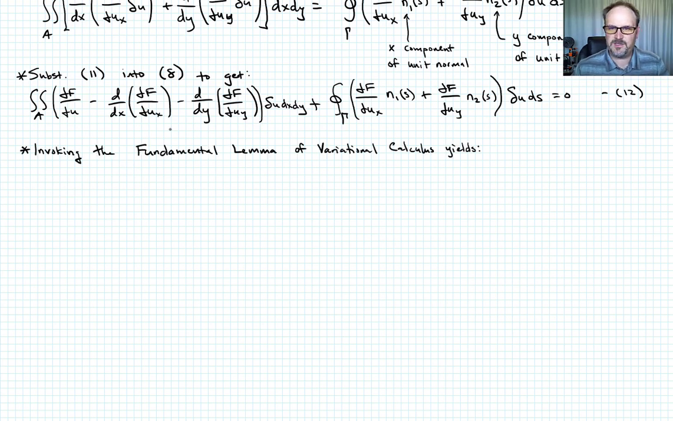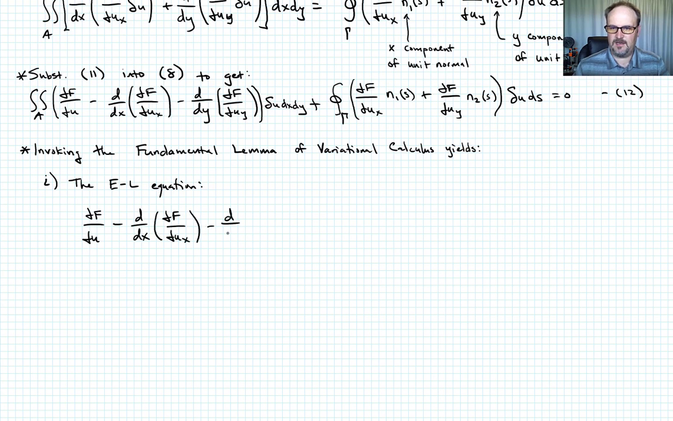When we do that, the first integral yields our Euler-Lagrange equation. So number 1, we get the Euler-Lagrange equation. That looks like partial of f with respect to u, minus d by dx of partial of f with respect to ux, minus d by dy of partial of f with respect to uy, and all of that equals 0. Let's call that equation 13. So that's our Euler-Lagrange equation.